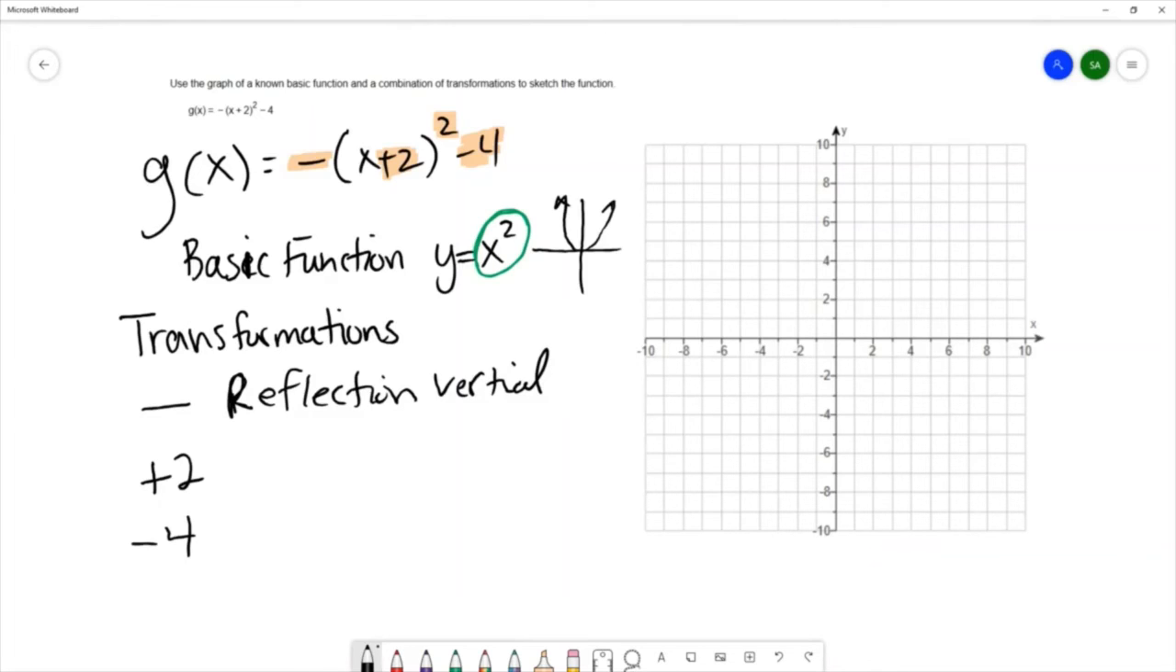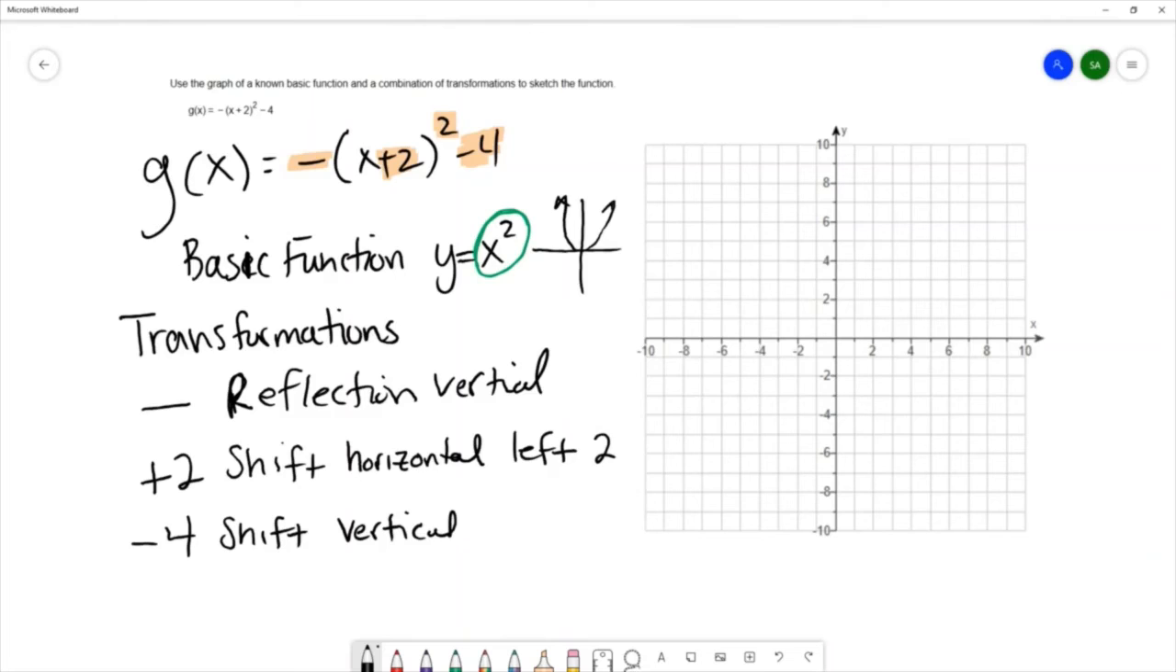The +2, plus is adding or subtracting, meaning that this is a shift. The +2 is on the inside of the base, making it a horizontal shift. And because it's plus, we're going to shift to the left 2 units. The -4 is also adding or subtracting, making it a shift. And because that -4 is on the outside of our base function, it's a vertical shift. And because it's minus, it's down 4.